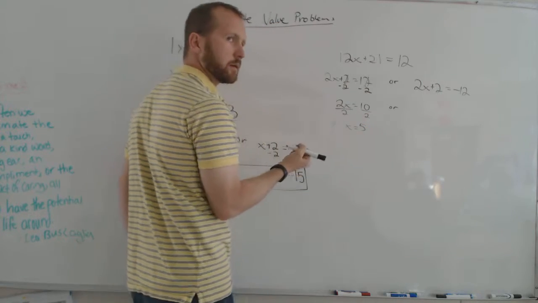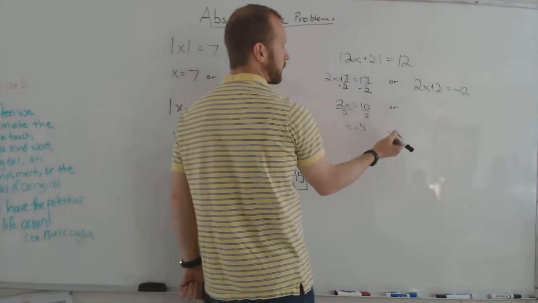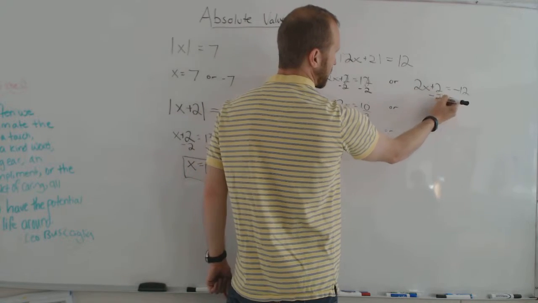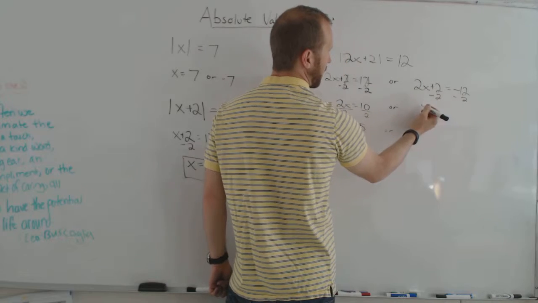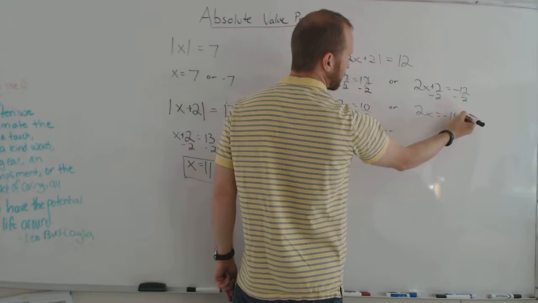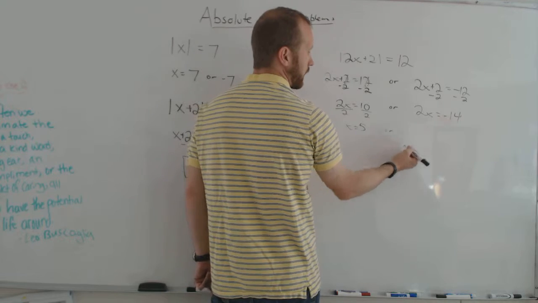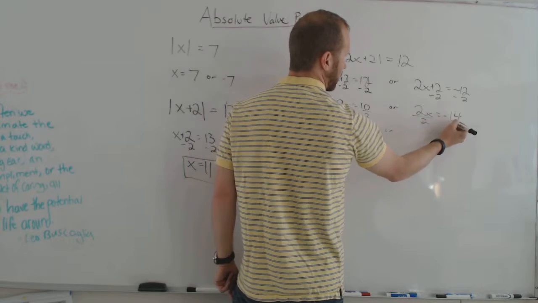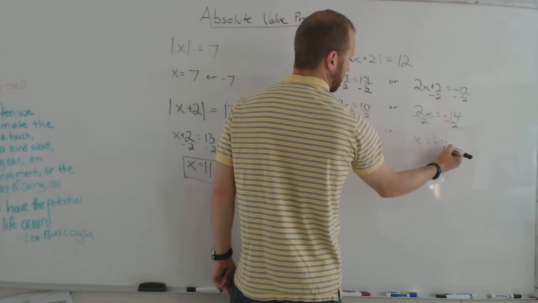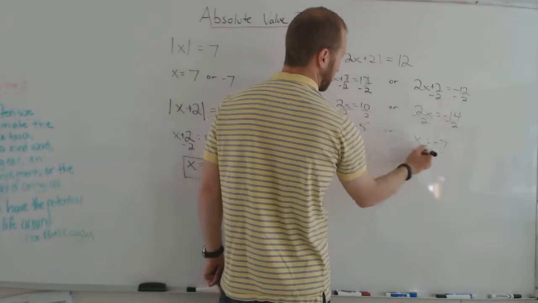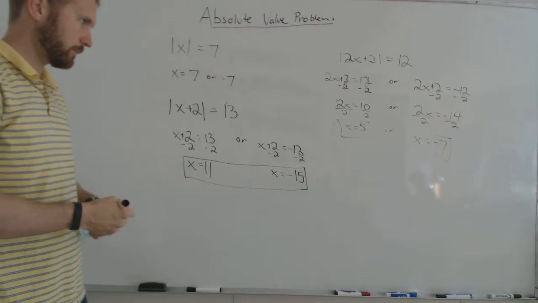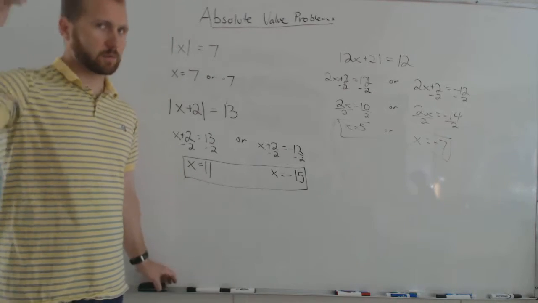Are we done? No, because we have this whole other equation. We're going to solve it the same way. Subtract 2. What is negative 12 minus 2? Negative 14. Very good. And then divide both sides by 2. What do we get? X equals negative 7. Very good. And now we're done. We have our two answers. So you're supposed to have 2 answers every time. Yeah, pretty much.